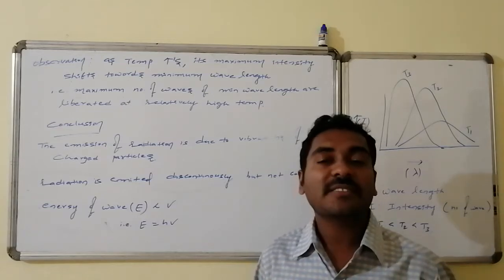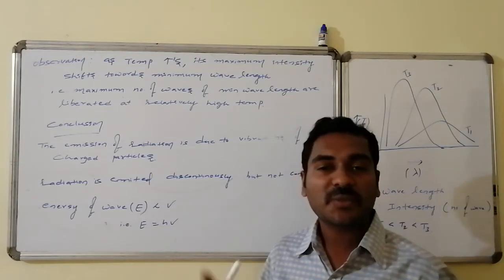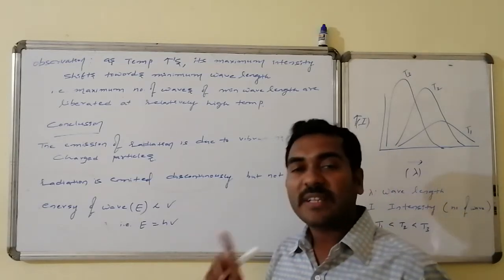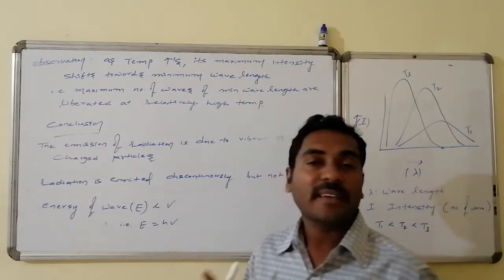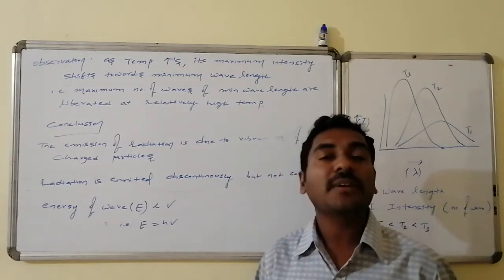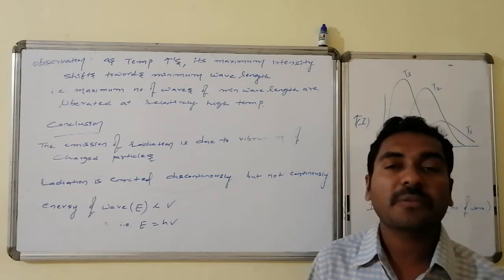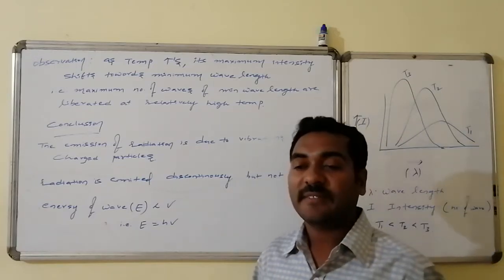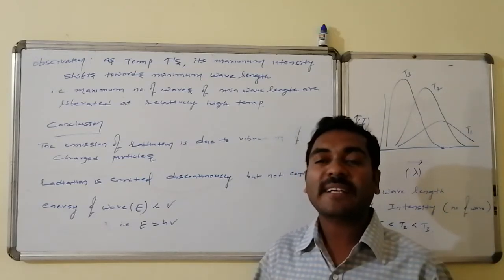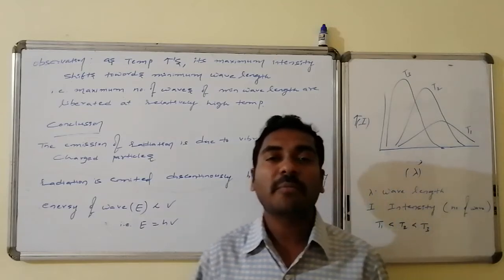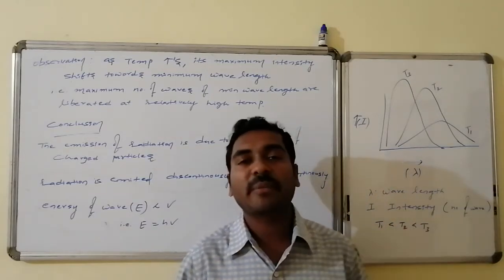h is Planck's constant. Its value is 6.627 times 10 power minus 27 erg second, or in the SI system it is equal to 6.627 times 10 power minus 34 joule second. These are the conclusions given by Max Planck related to the black body radiation graphical information.